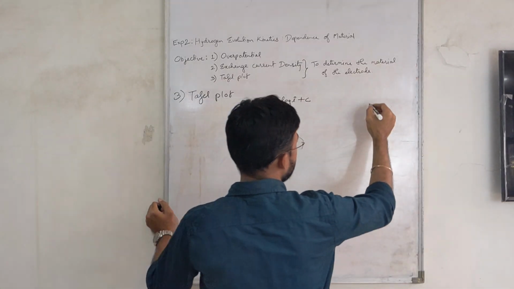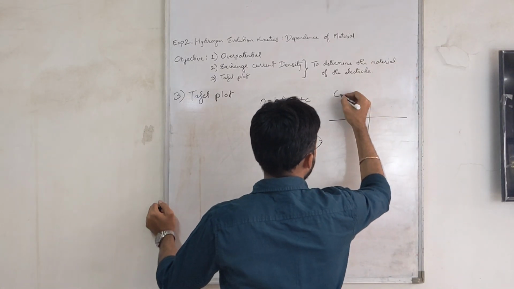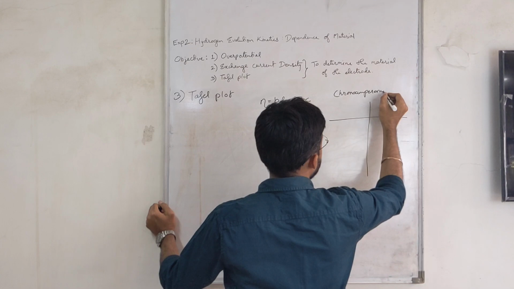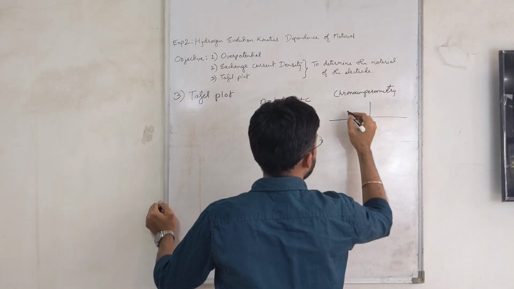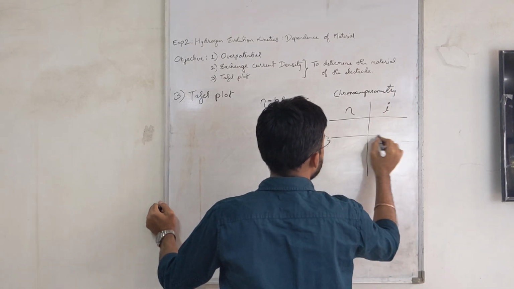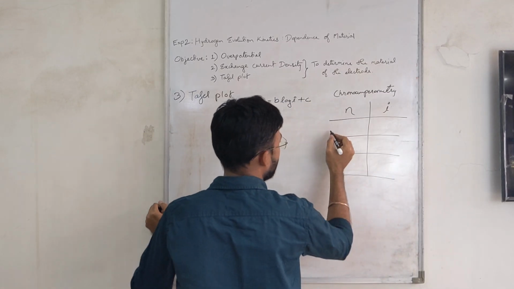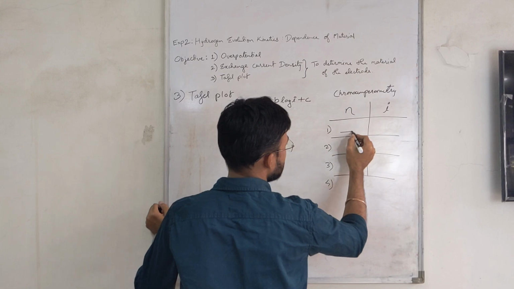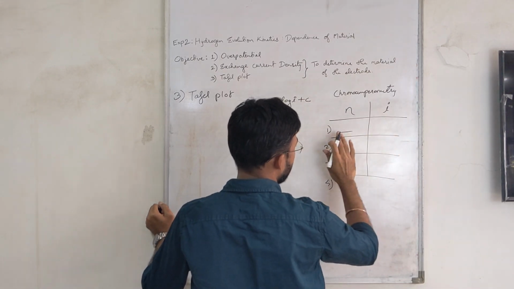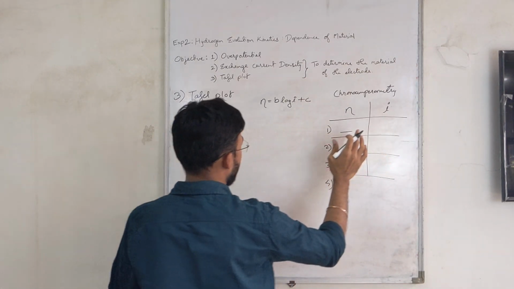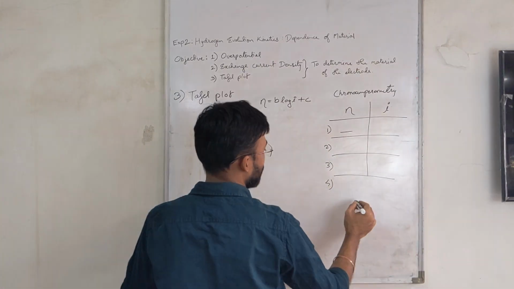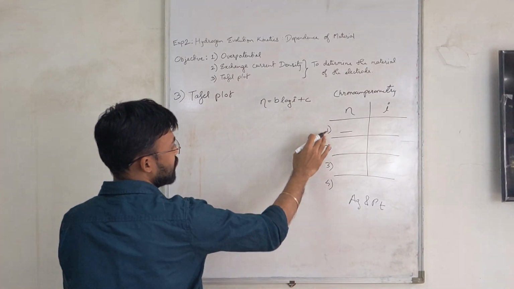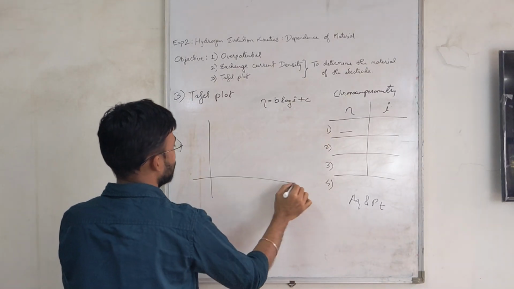For this, you will have to perform chronoamperometry. You will have to assume 4 overpotential values and find the current density corresponding to those overpotentials. And this will have to be generated for silver and platinum separately. After you find these 4 values, plot a graph.